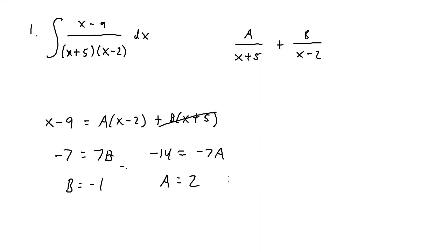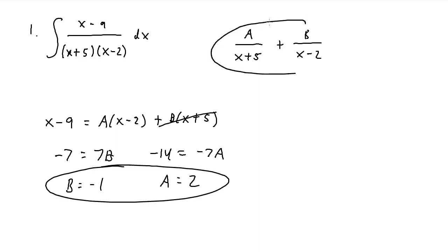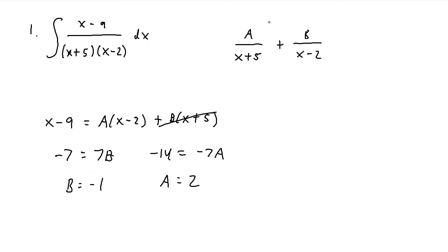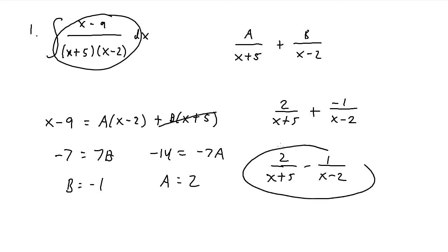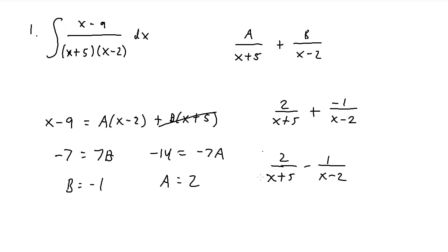So now what I can do, given this information, is go back to the decomposed model, and then I can fill in for A and B. So once again, A is going to be equal to 2, so I have 2 over x plus 5. Then we have plus B is negative 1, so negative 1 over x minus 2. I can also bring that negative 1 out front. So we have 2 over x plus 5 minus 1 over x minus 2. So now I have broken this entire fraction up into two smaller fractions. And if I go ahead and put that underneath the integral, now it's much easier to integrate.